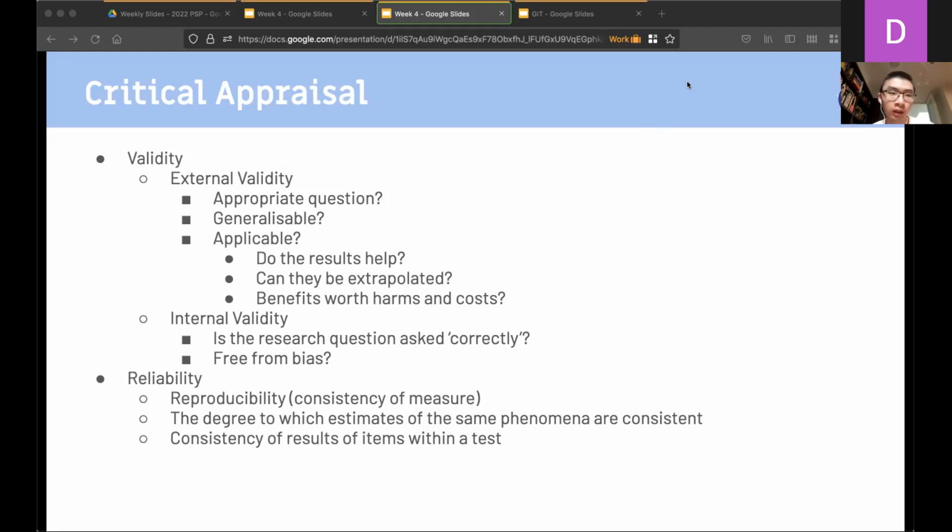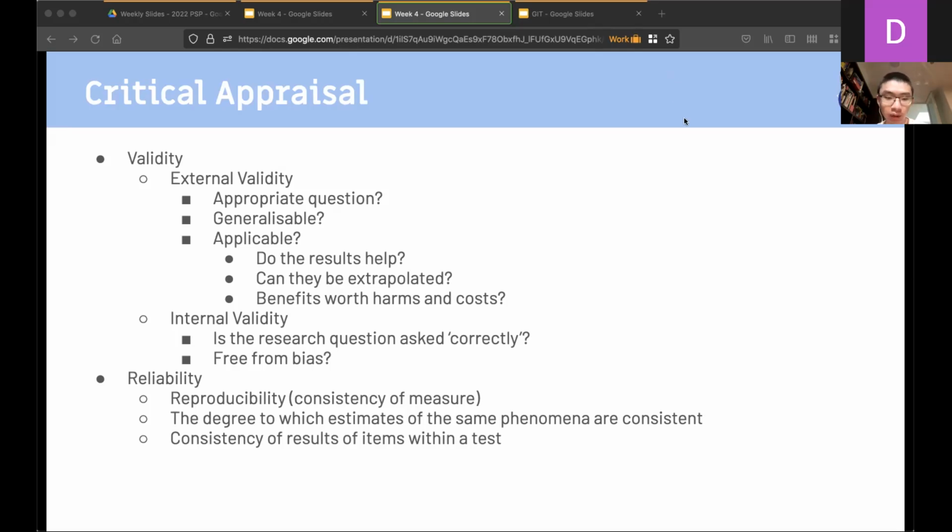It's no use if the article details a life-saving intervention that costs millions of dollars, because not everyone's going to be able to get that treatment. And then also you have internal validity, which is, is the research question asked correctly? For example, if you've got an article investigating whether cannabis helps with PTSD, make sure that they're actually measuring that and not measuring another outcome such as depression. And also internal validity is the bias, and how do they combat that?